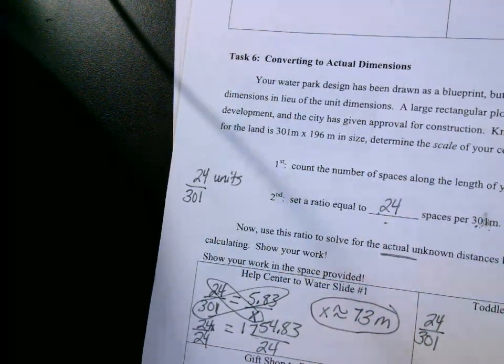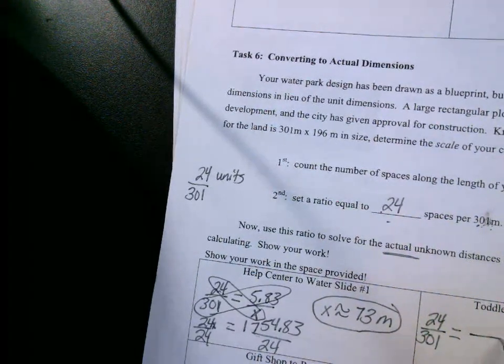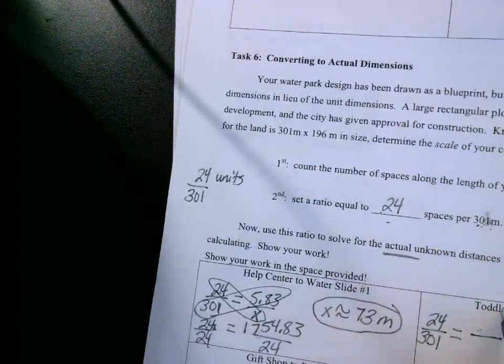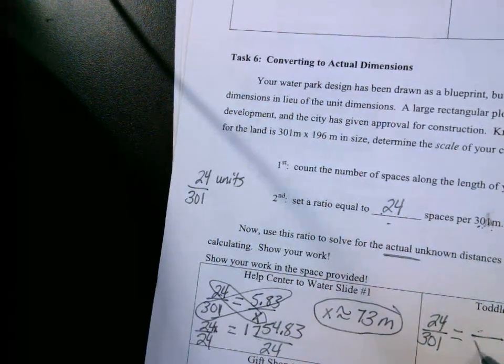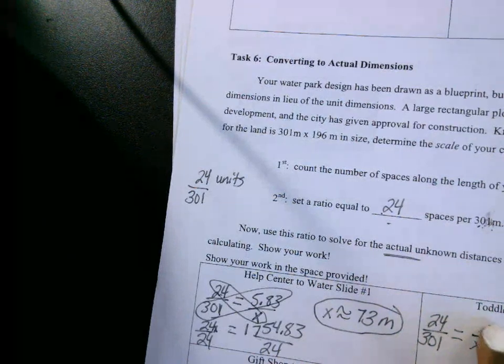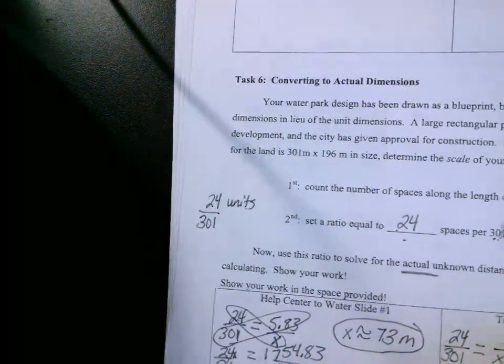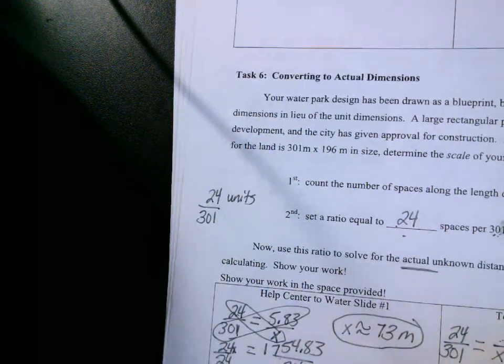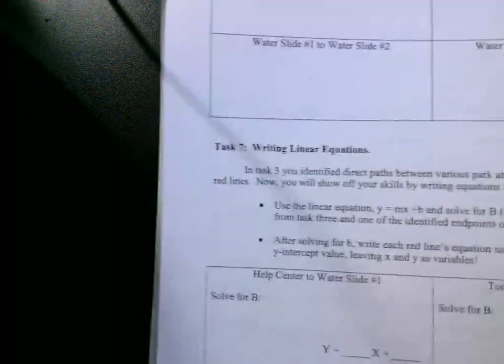So we've got 24, and then whatever the distance is that you find between the toddler and the concession stand, over X. Okay, so put your distance here, and you cross multiply like we did here to find the actual distance in meters from here to here. Okay, all right, so you're going to do that for task number 6.